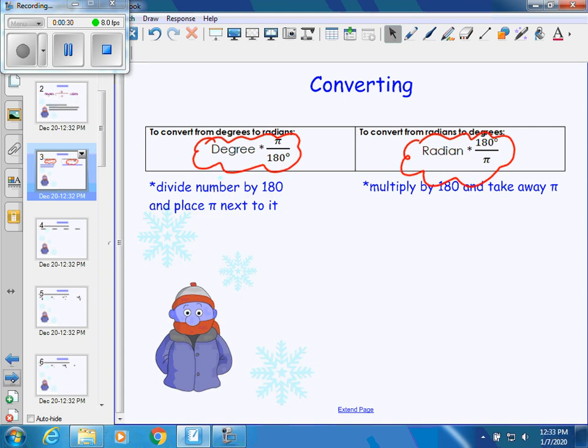Now the reason they flip-flop is because with degrees, you're trying to cancel out the degree with the 180. And with the radians, you're canceling out the pi because radians have pi in their answer.